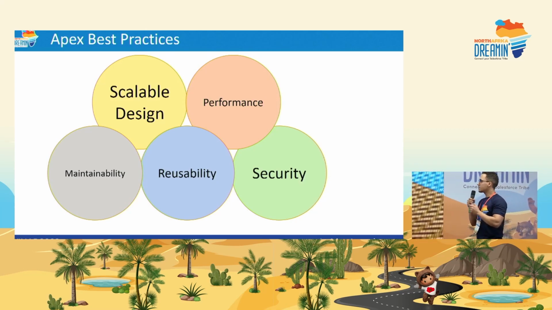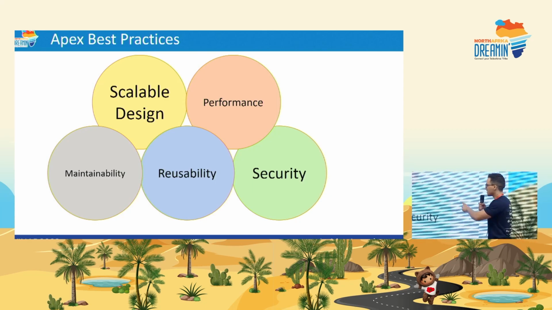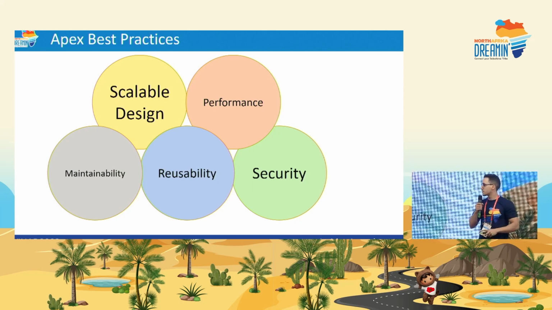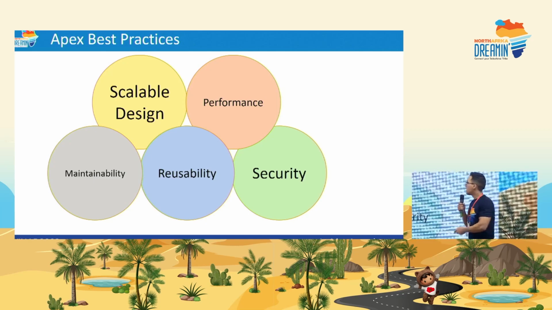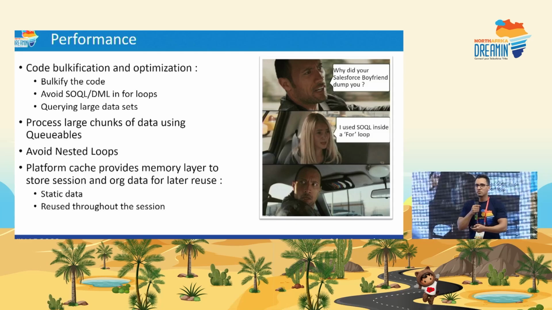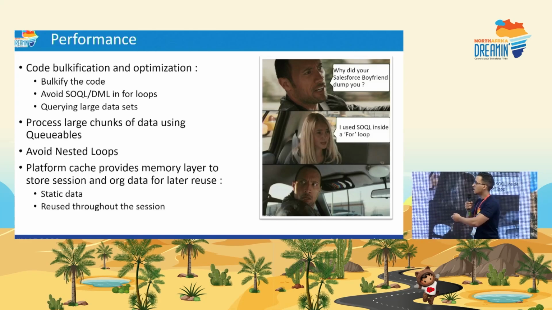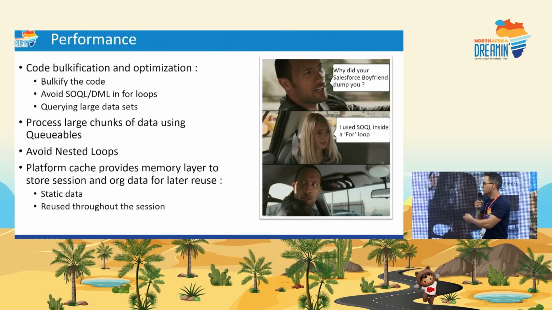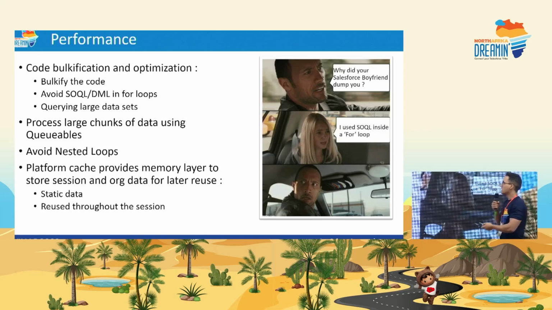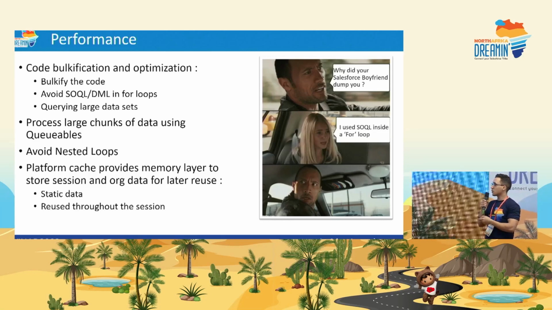And as you can see, these circles have some kind of intersections because actually a lot of them can have the same best practices. For example, yeah, the performance. Some can also argue that some of these best practices can be considered as well in the scalable design. And I won't disagree with that because it's true. So I'm gonna start with the first one, code bulkification and optimizations.